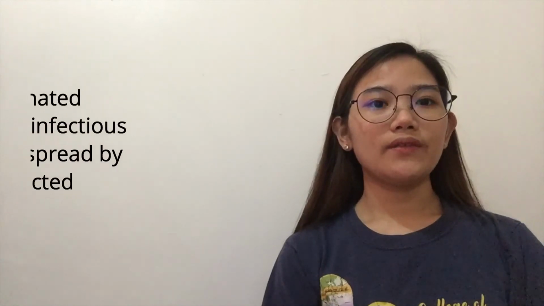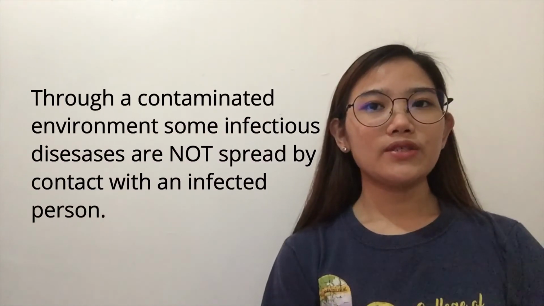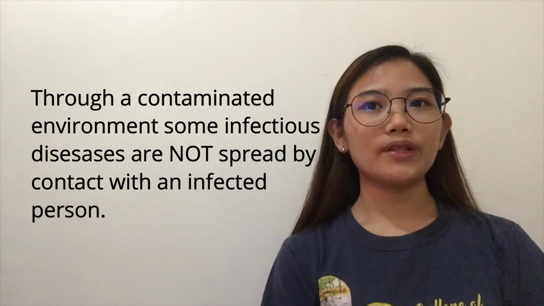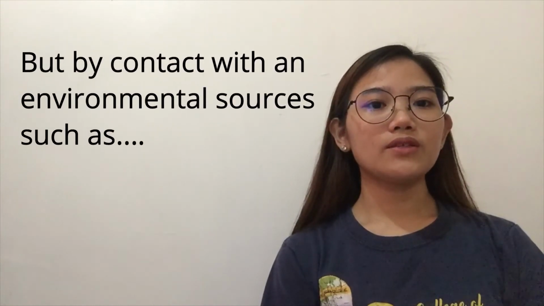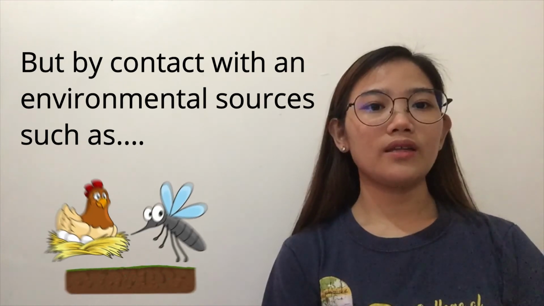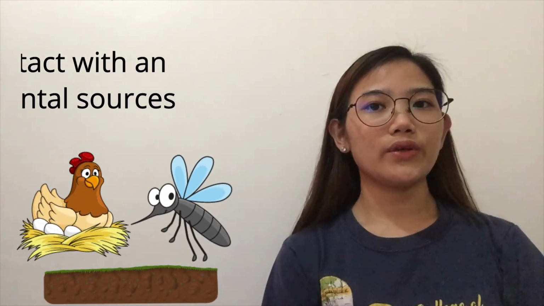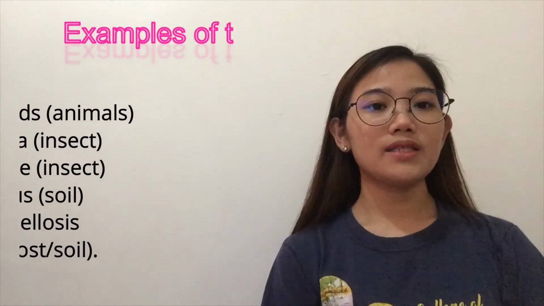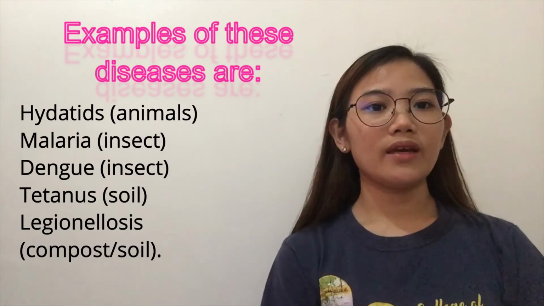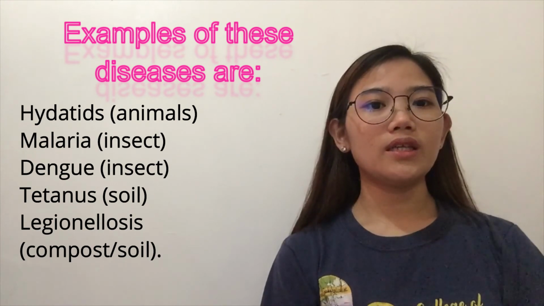Through a contaminated environment. Some infectious diseases are not spread by contact with an infected person, but by contact with environmental sources such as animals, insects, or soil. Examples of diseases spread this way are hydatid disease, malaria, dengue, tetanus, and legionellosis.